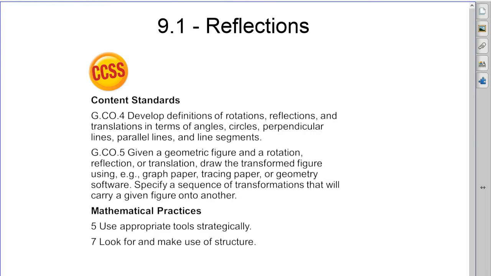Hi, this is a video for section 9.1, reflections. The whole chapter, chapter 9, is about transformations, and we've done a lot of this already, but we just haven't done it to the depth that we're going to do in this chapter. So hopefully a lot of this is somewhat familiar. We're just going to get into a bit more specificity.